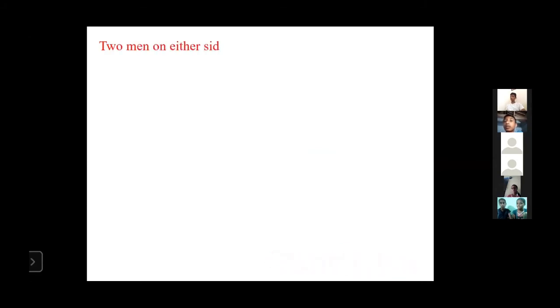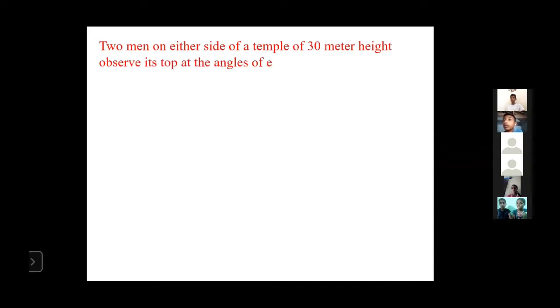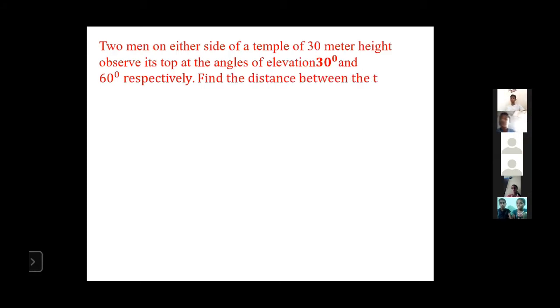Two men on either side of a temple of 30-meter height observe its top at angles of elevation 30 degrees and 60 degrees respectively. Find the distance between the two men.